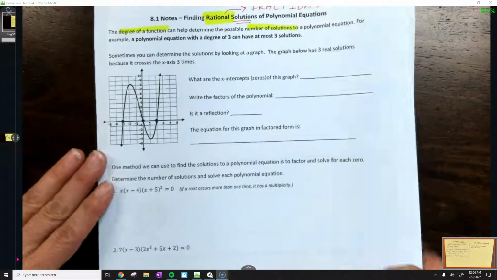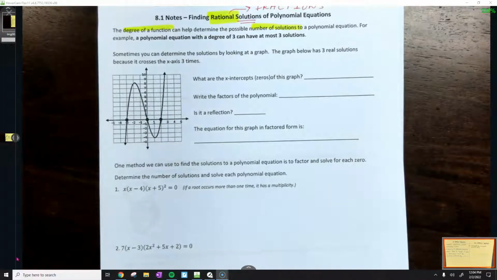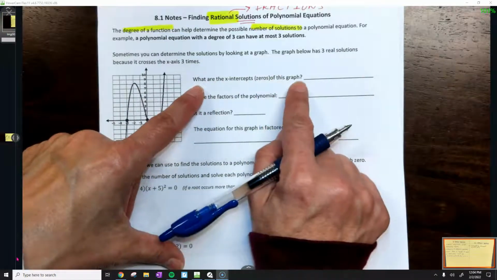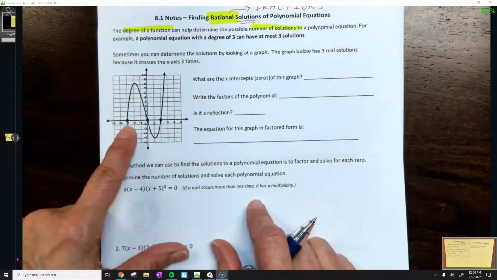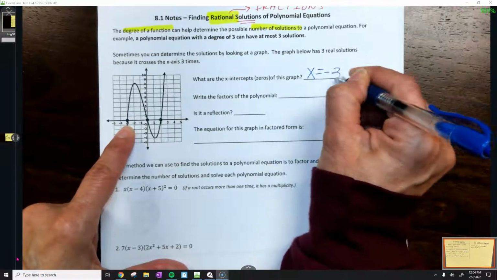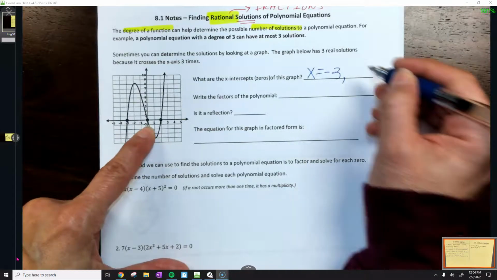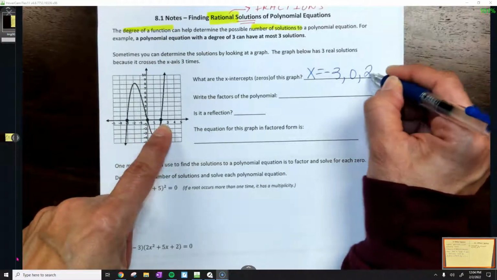So back to the first example here, we're going to write the equation of that picture. And here's how we do it. We are going to list the zeros of this graph. Just read it from left to right, guys. The first thing the graph crosses is at -3. So x equals -3. x equals 0. x also equals +2.